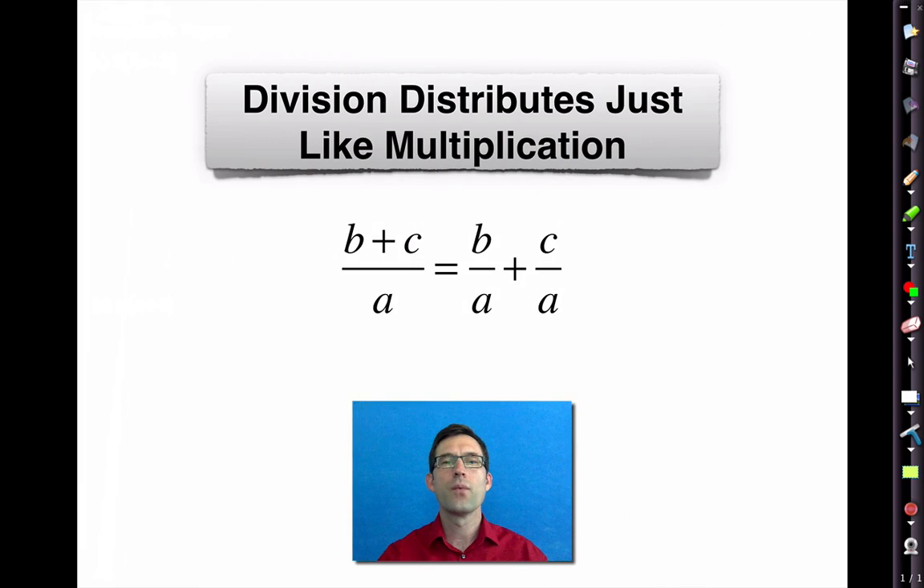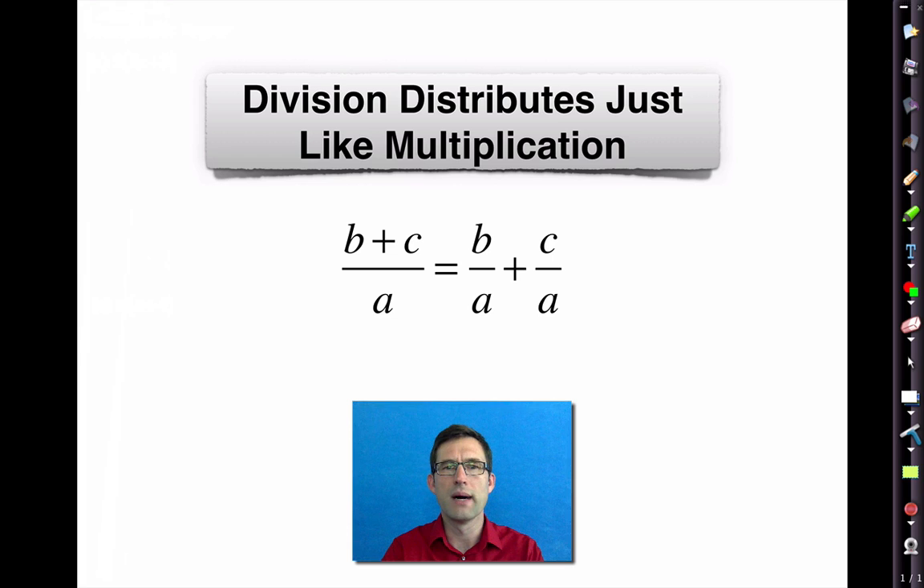Now, one last little piece. Division distributes just like multiplication. And the reason for that is very simple. Division and multiplication are essentially the same thing. When I divide by 2, it's the same as multiplying by 1/2. When I divide by 7, it's the same as multiplying by 1/7.